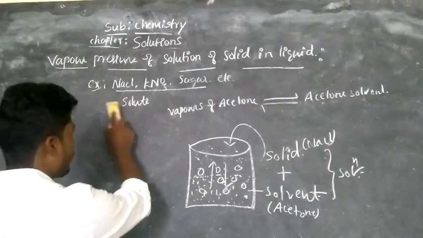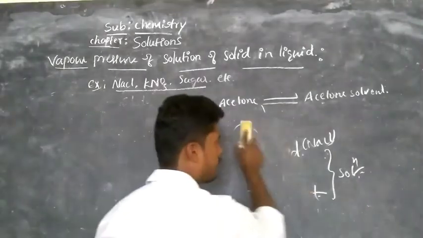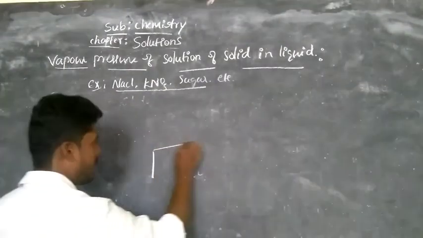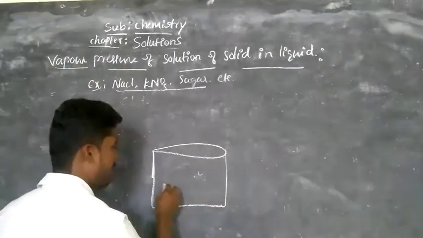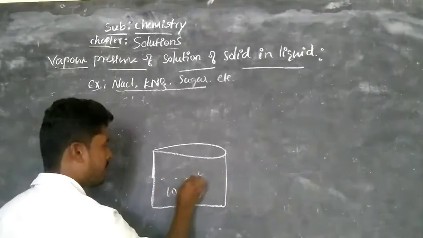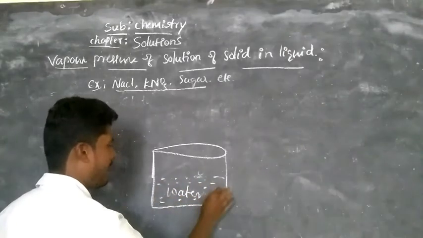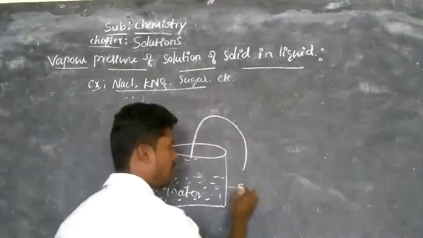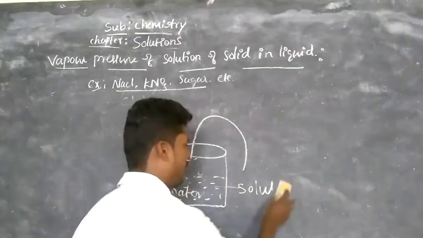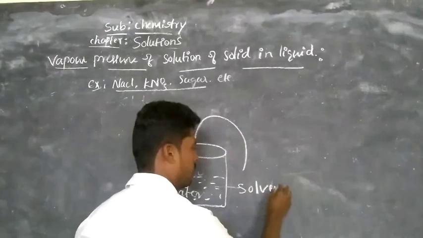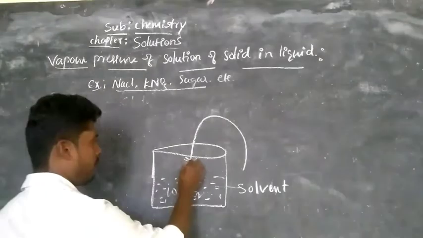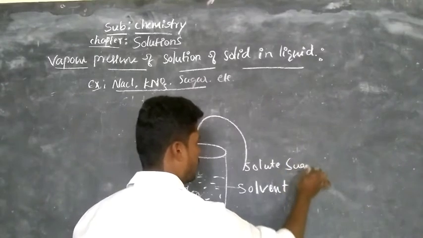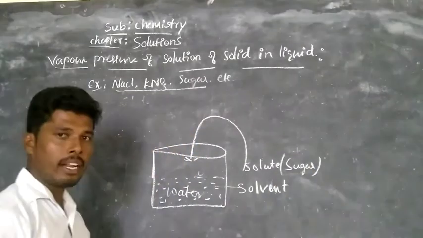So similarly, now take one more example. Now take a beaker containing water. Let these dotted particles be denoted as water. To this we are adding. This is water, this is called solvent, not solute. And now we are adding solute, sugar. We are adding this sugar as a solute.